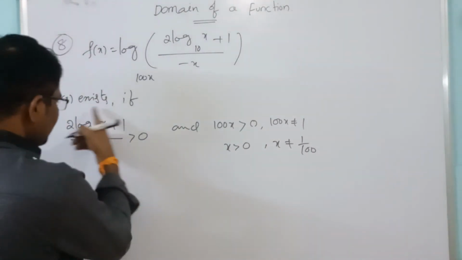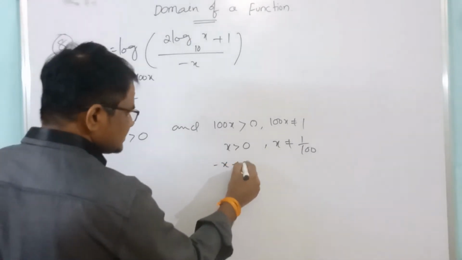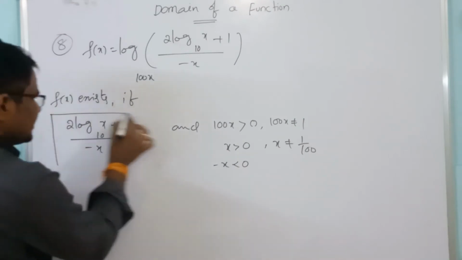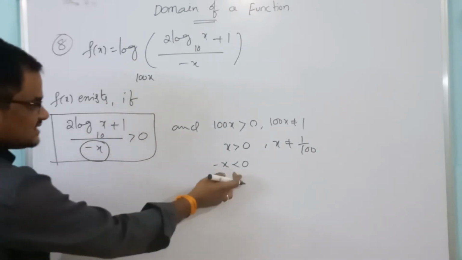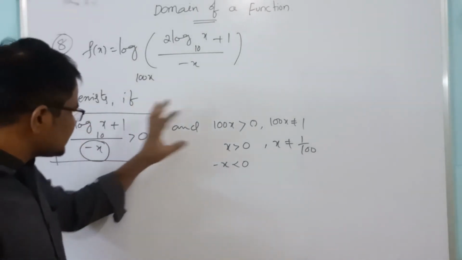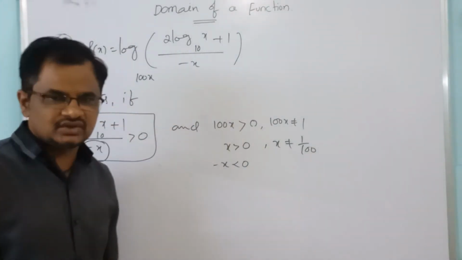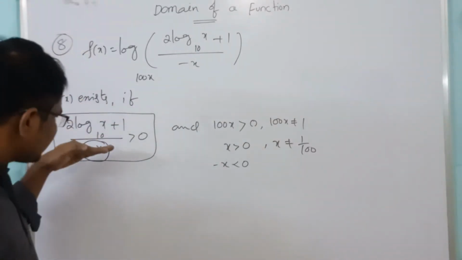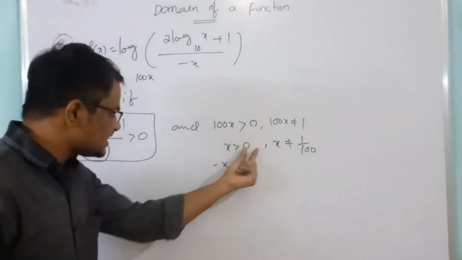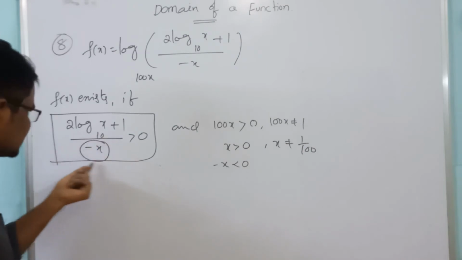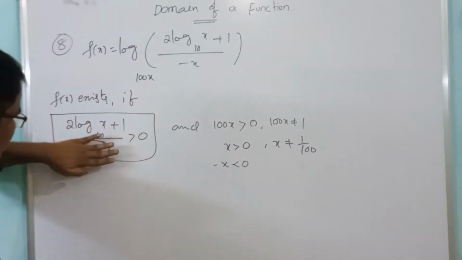Next, once you observe x is greater than 0, it means minus x is less than 0. Observe carefully, the expression should be positive, greater than 0. Either numerator is positive and denominator is positive, giving greater than 0, or numerator is negative and denominator is negative, giving greater than 0. But we know minus x is less than 0, so the denominator is less than 0, which means the numerator must also be less than 0, then only we get positive.